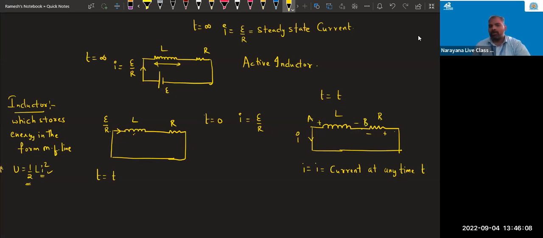I will use the loop law. What is the loop law? The sum of the voltage drops across the components is 0. Entering from A to B, walking from high to low means minus. What is the voltage drop across the inductor? L into di by dt. Then going from low to high means plus, and I into capital R is equal to 0.